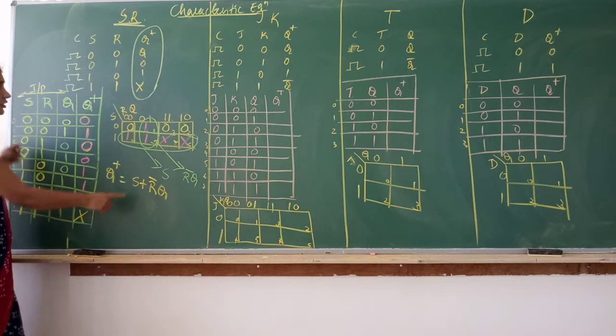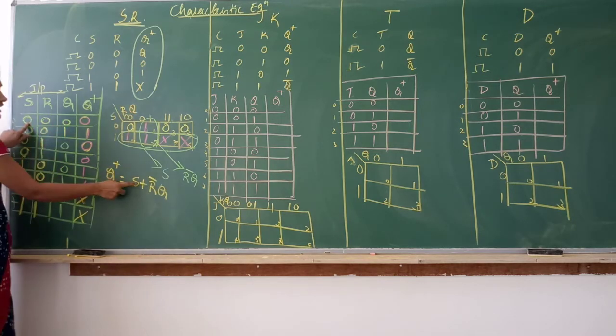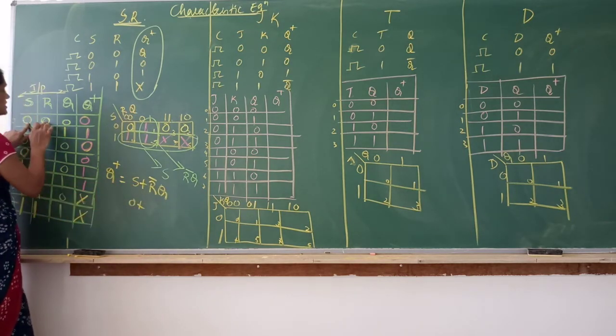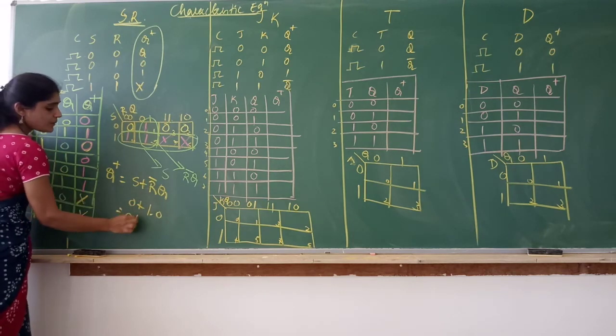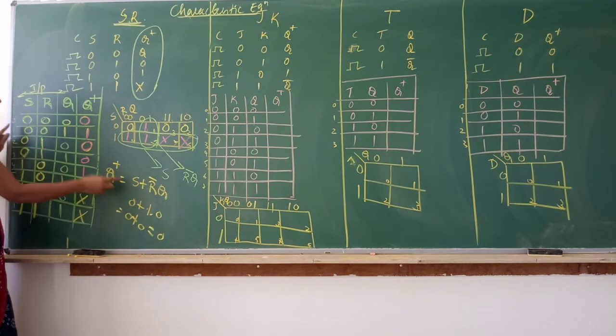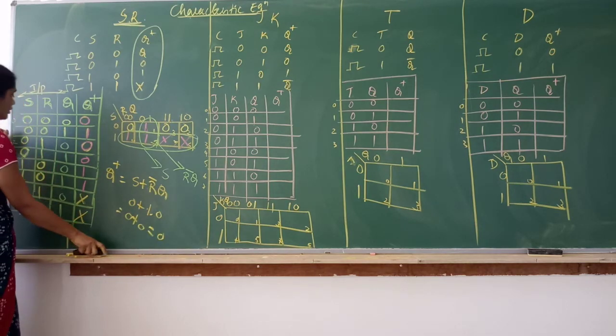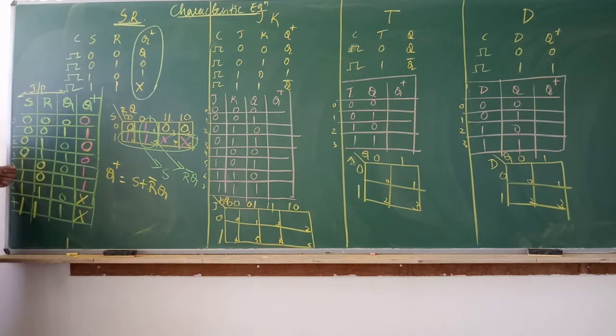Correct? So you can go on substituting for S, R, Q. For 0, 0, 0: S is 0 plus R is 0, so R bar will be 1. Q is 0. So what is that? 0 plus 1 times 0 is 0. What is the answer you get? 0. Like that you can substitute for SRQ from 000 to 111, and you are going to get the same output for Q plus.